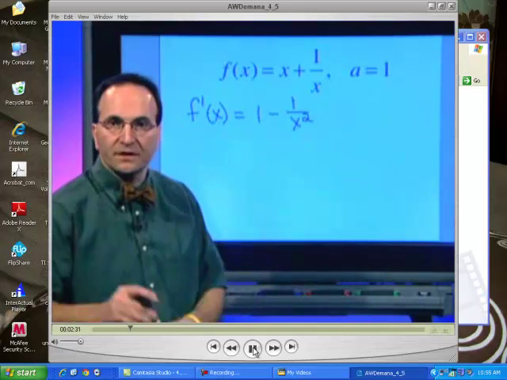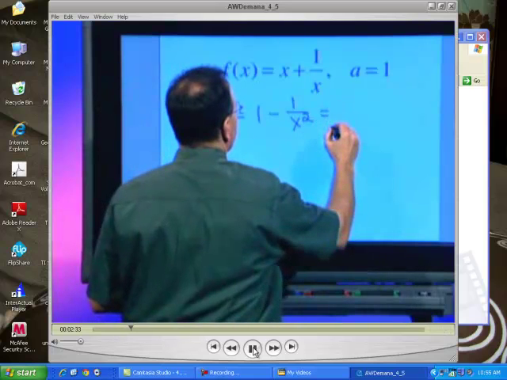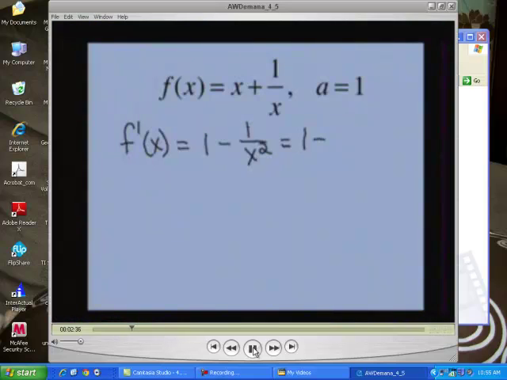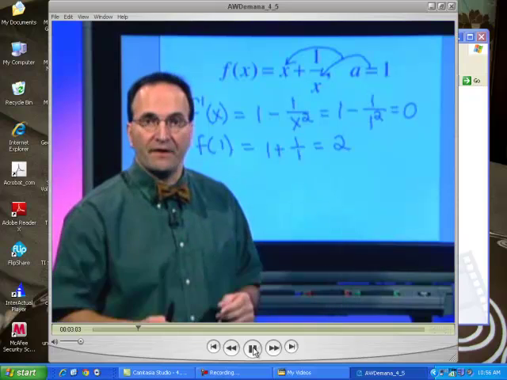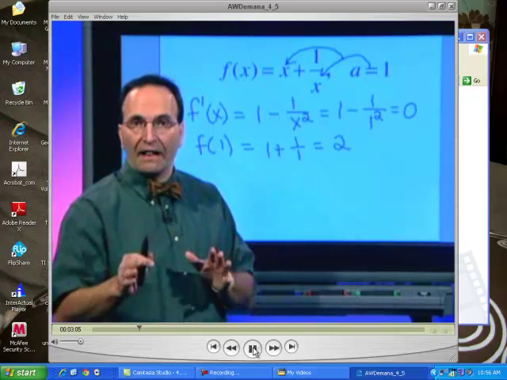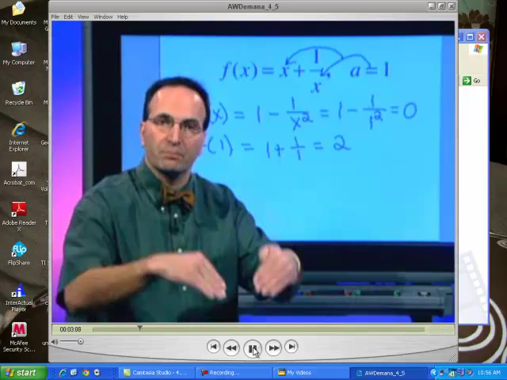Let me do f prime since it's set up for me. That's equal to 1 minus 1 over 1 squared, so it's 1 minus 1, which is 0. Let's find f of 1. f of 1 is going to be equal to 1 plus 1 over 1, which is 1 plus 1, or in other words, 2. Now we need to find the actual linearization, capital L of x. We have all the information we need to plug into that.